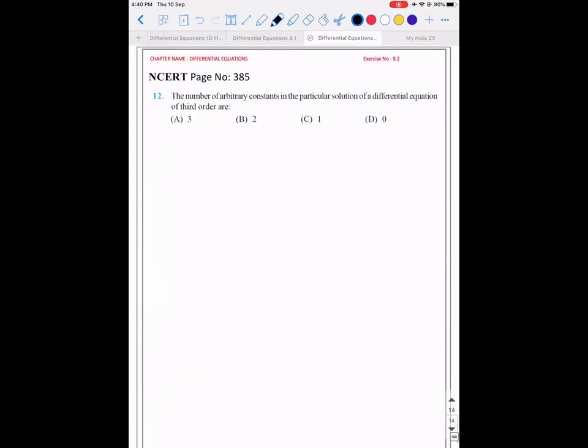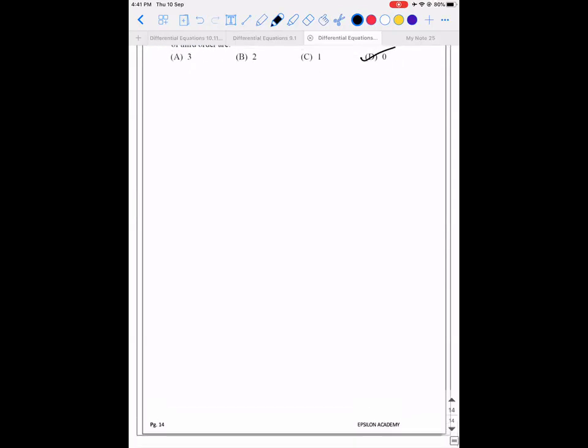Next, the number of arbitrary constants in the particular solution of a differential equation of third order. 0. Yes, it is 0. Okay, so do that. That's it. This exercise is over.